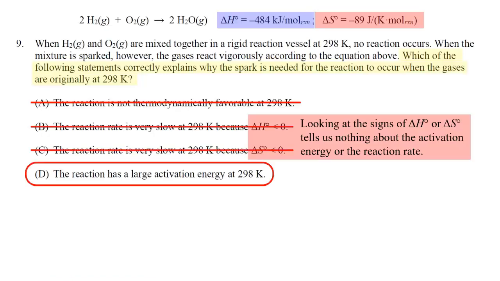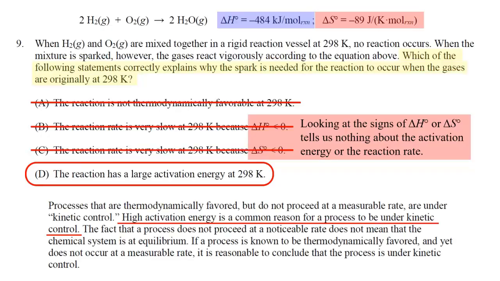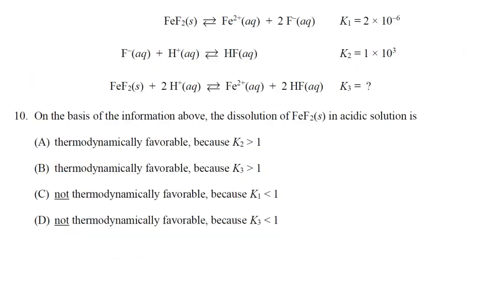Now the correct answer is choice D, and as it says in topic 9.4, high activation energy is a common reason for a process to be under kinetic control and having a very slow reaction rate. So the correct answer to question 9 is choice D. The reaction has a large activation energy, so that spark is needed to overcome the activation energy for those collisions. All right, question 9 is choice D. Now let's take a look at question 10.